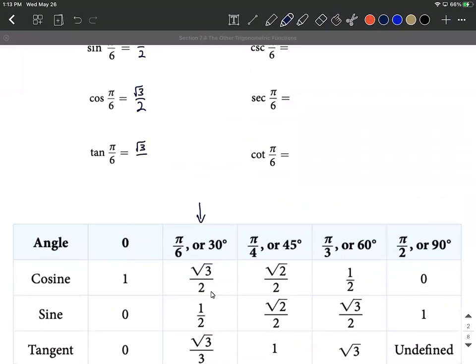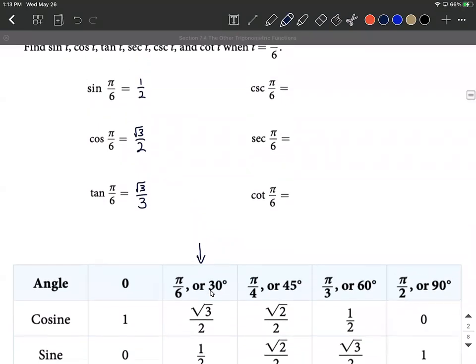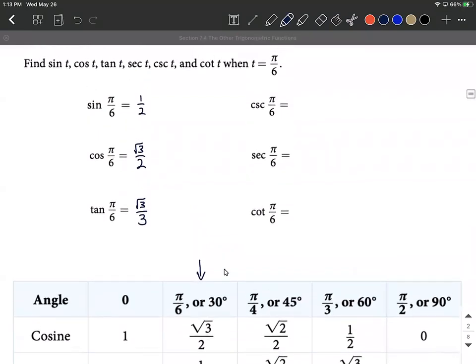So after we have those three based on the chart, what I'm going to do is suggest that we understand our reciprocal identities to go along with cosecant, secant, and cotangent. What I mean by that is that cosecant is the reciprocal of sine. And each one of these pairs for sine and cosecant, each one of the pairs has one of them starting with an S and one of them starting with a C. It takes a little bit of practice, but we'll get that down.